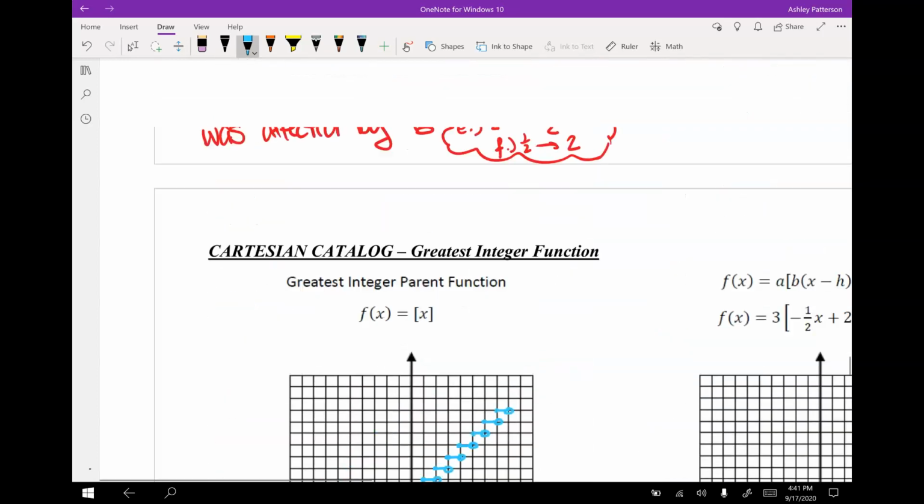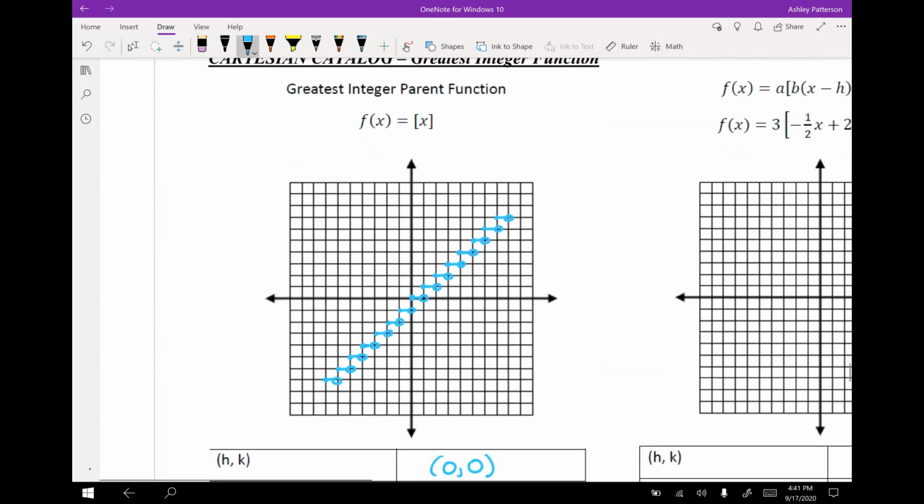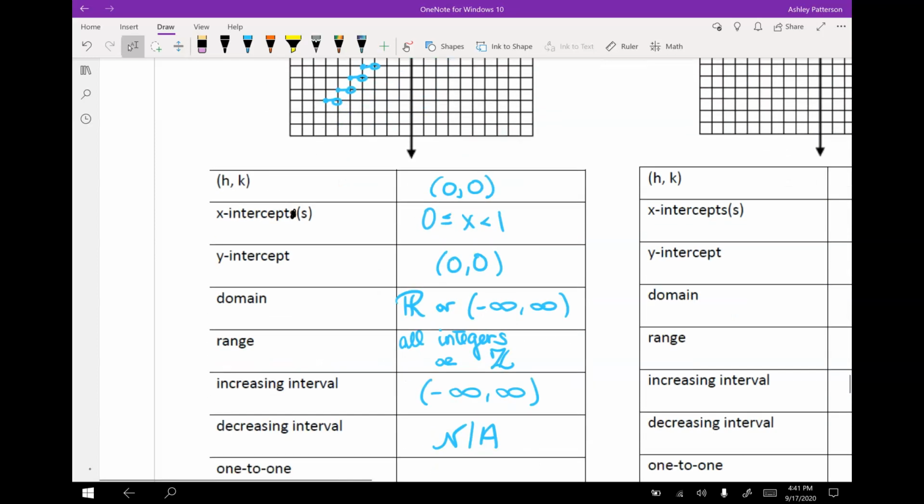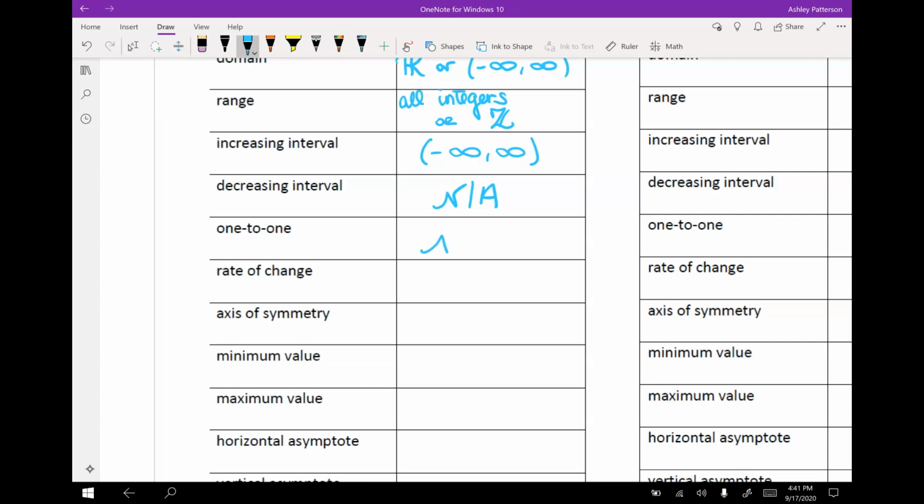Now, is this function 1 to 1? In order for us to be 1 to 1, every x corresponds to 1 and only 1 y value, and every y value corresponds to 1 and only 1 x value. So, does this function pass the vertical and the horizontal line test? Because it must pass both. Well, no, because each step is its own horizontal line. So therefore, this is not 1 to 1.